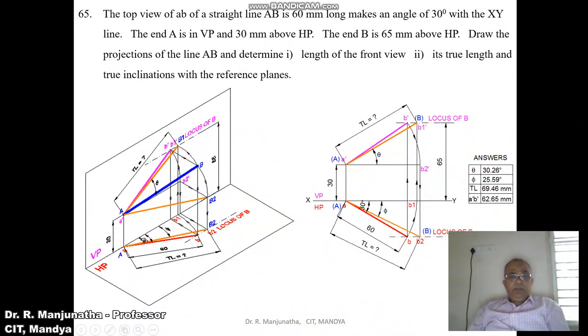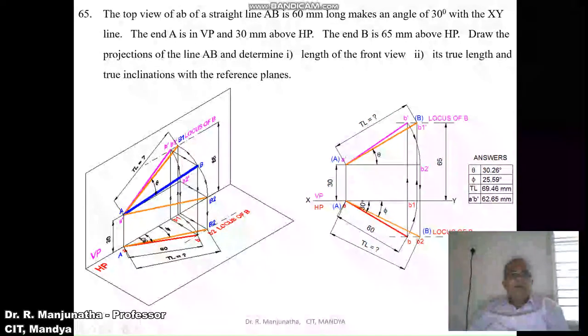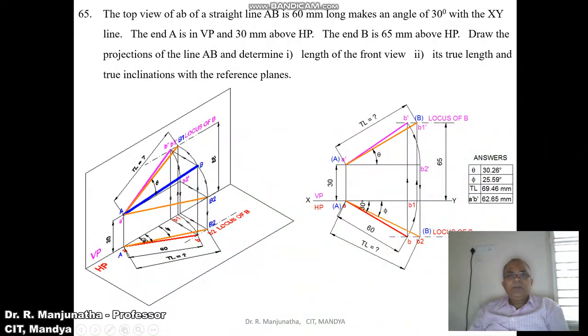But how do you know that you are going to get the exact point? That is because the top view of the straight line AB is 60 mm long and makes an angle of 30 degrees with the XY line. So from top view A, you draw a line inclined at 30 degrees and measure a length of 60 mm, and you get point b. Then you get the locus of B in the top view. Since we know the distance above HP is 65 mm, we get the locus of B in the front view here.